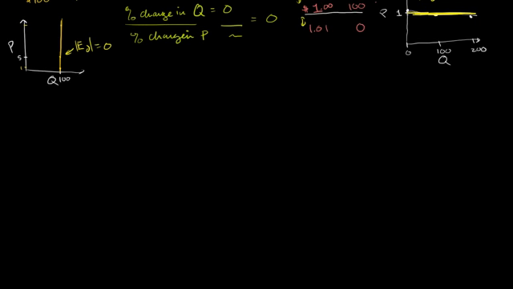And just for fun, let's make it a constant elasticity of 1. So it has constant unit elasticity of demand. So let's think about how we can create that. And hopefully it'll give us a little bit more intuition on how this elasticity business even works.